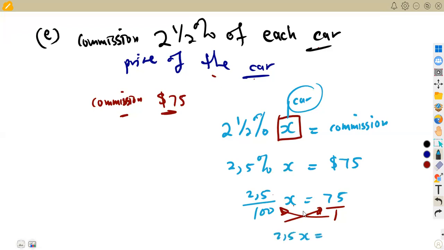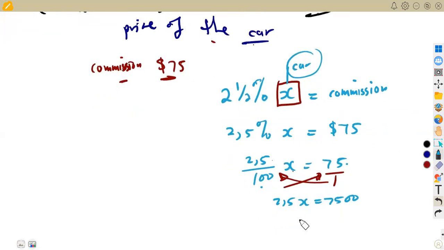2.5X is equal to 100 times 75, which is 7500 in this case. So to find X, we can simply divide by 2.5 both sides. We have the value of X, which is representing the price of the car in this case.